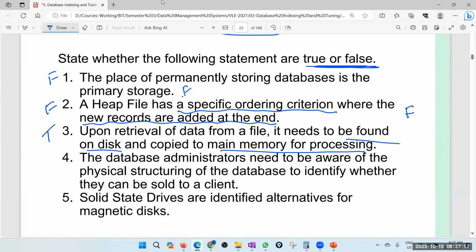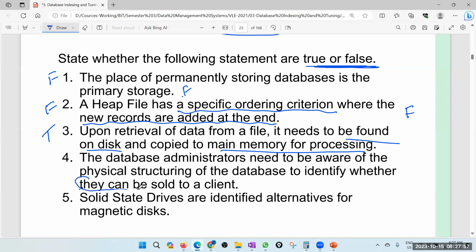What is meant by "they can be sold to client"? That is terrible English. I don't know what this statement is. Maybe if you are a database administrator, we must know the physical ordering and possible options, so that we can market saying that you can improve the performance like this and that. But anyway, it's a very fuzzy way. I can't understand what is meant by "they can be sold."